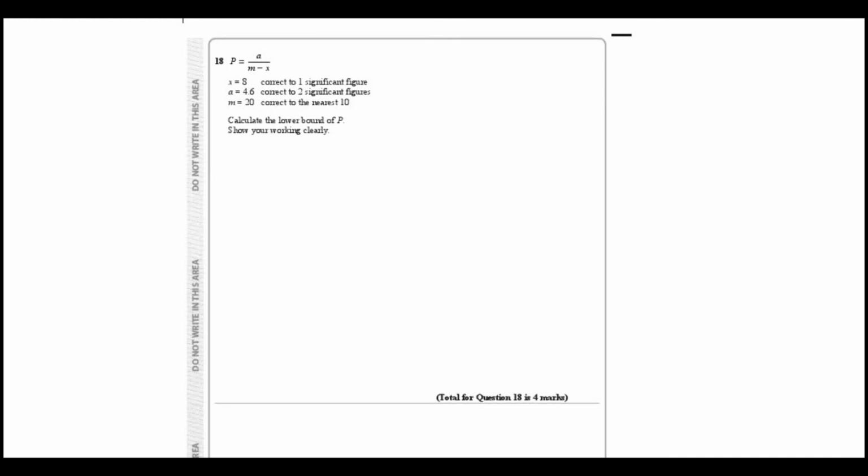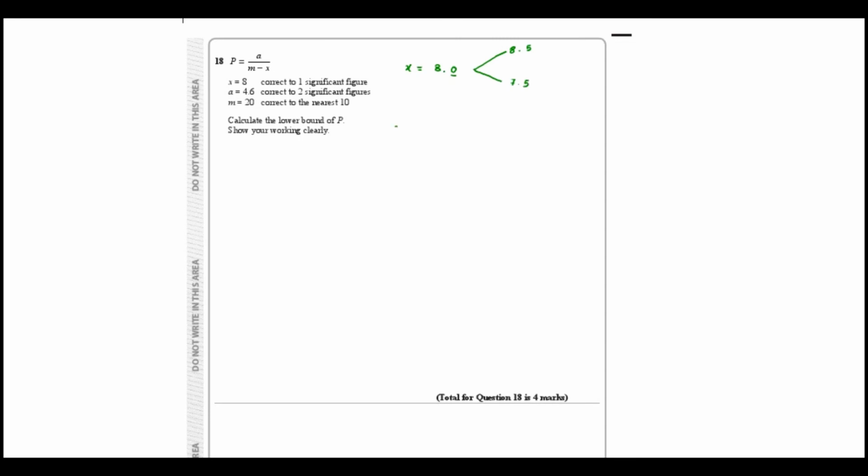Okay, so first, for X, A and M, all three figures, I'll be writing their respective upper and lower bounds. They have said here X equals 8, corrected to 1 SF. So when I write the upper and lower bound, the correction happens at the second SF, so 8 means it's 8.0. The upper bound will be 8.5 and the lower bound will be 7.5.